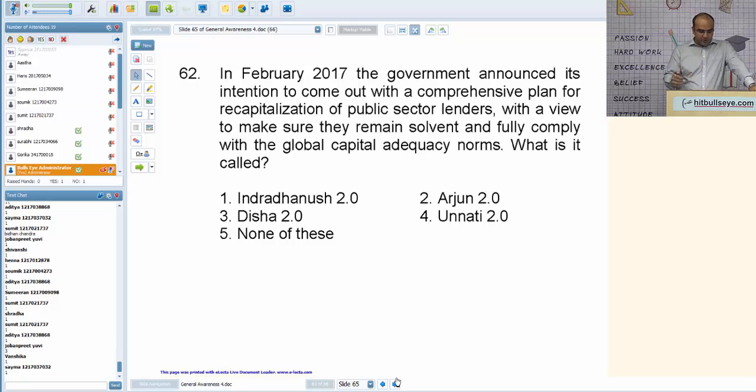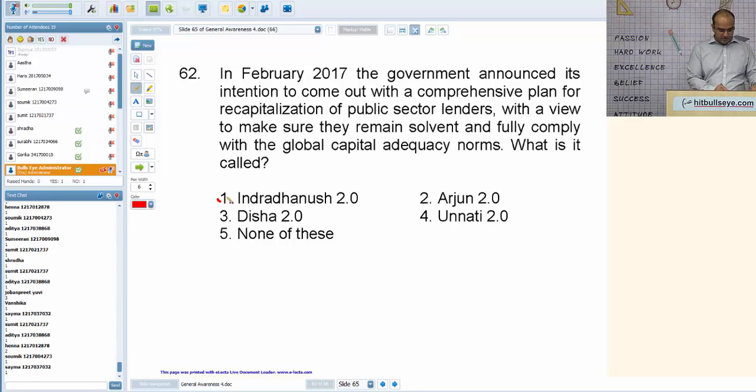Next, in February 2017, the government announced its intention to come out with a comprehensive plan for recapitalization of public sector lenders with a view to make sure that they remain solvent and fully comply with global capital adequacy norms. What is this program called? The answer is Indradhanush 2.0.